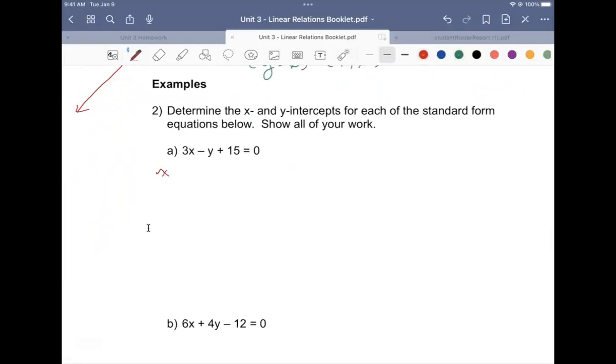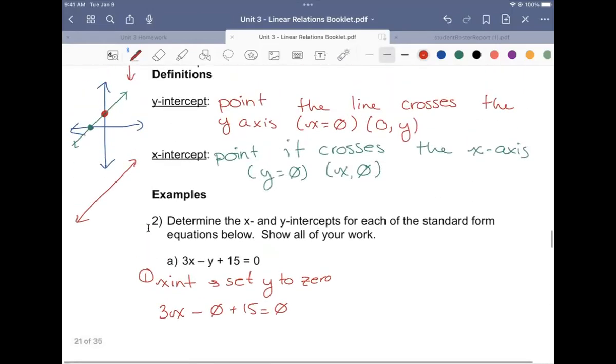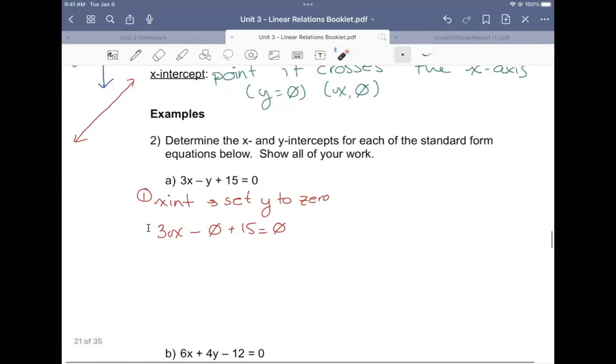So I'm going to start off by looking for the x-intercept of this line. To do this, we are going to set y to 0. So when I do this, I'm going to get 3x minus 0 plus 15 equals 0. Now I can solve for x, and that can tell me what this point is, because I know when 0 is equal to y, my x value is my x-intercept.